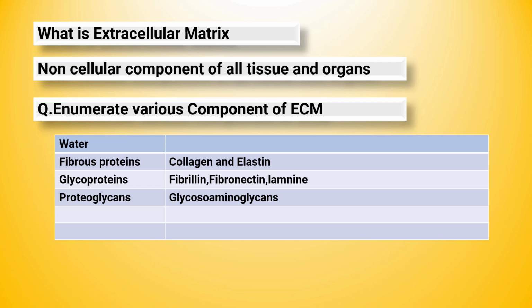So what is extracellular matrix? It is a non-cellular component of all tissues and organs. Enumerate the various components of this extracellular matrix. The most important component is water, then fibrous proteins like collagen and elastin, glycoproteins like fibrillin, fibronectin and laminin, and proteoglycans like glycosaminoglycans. These are the important components of extracellular matrix.